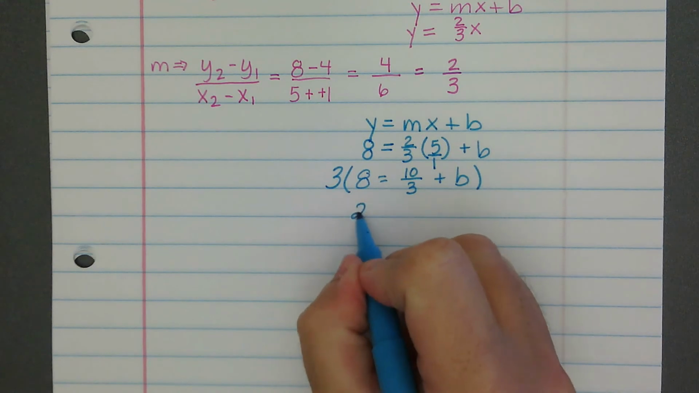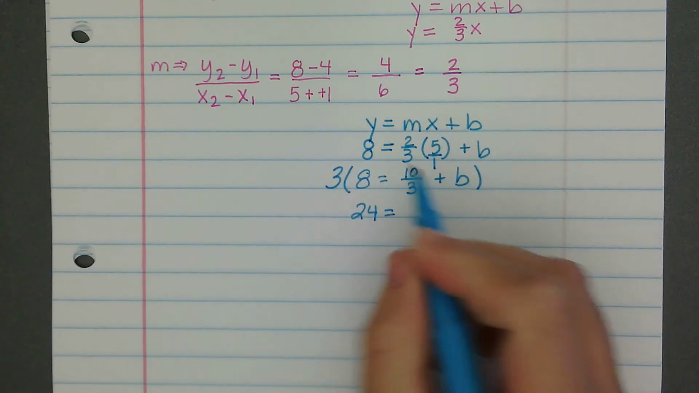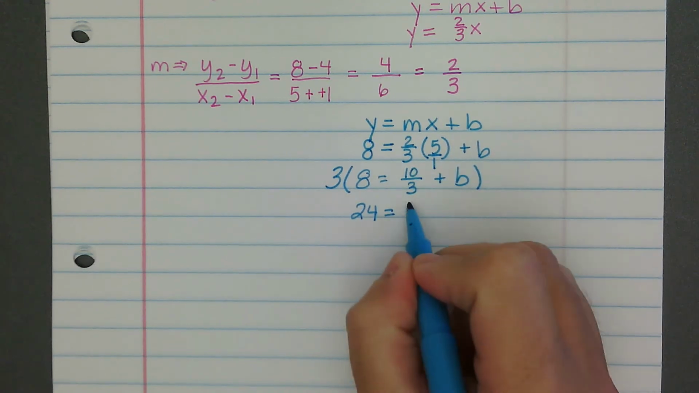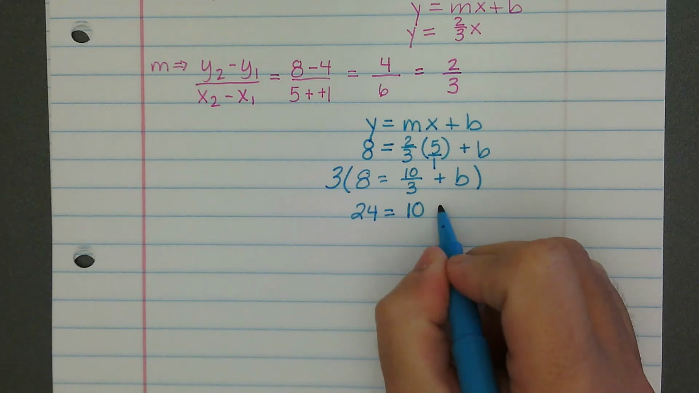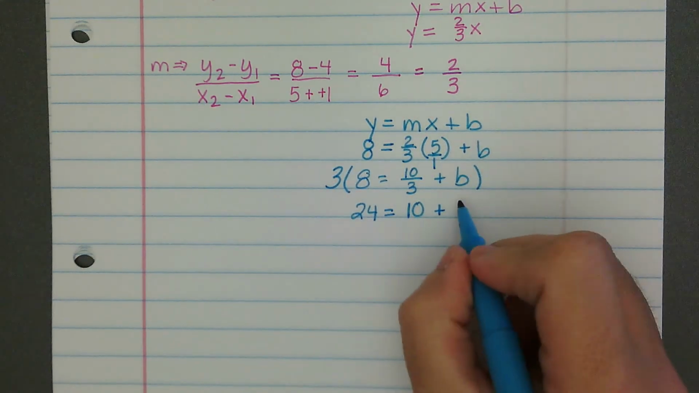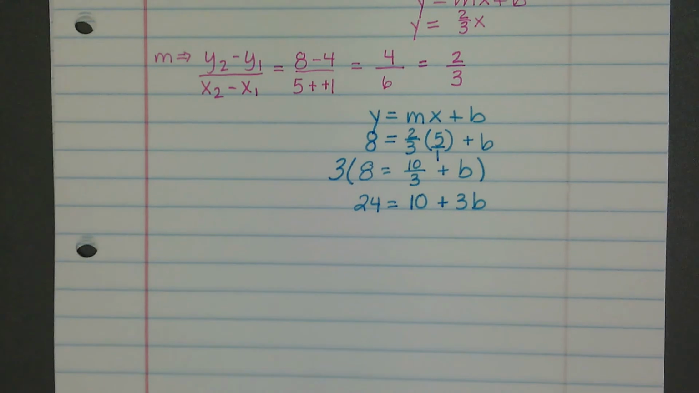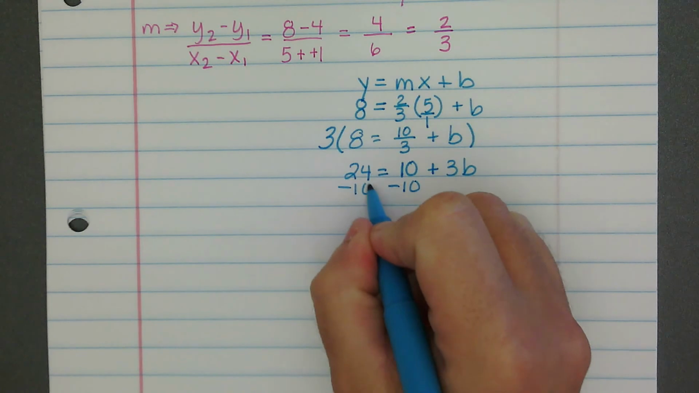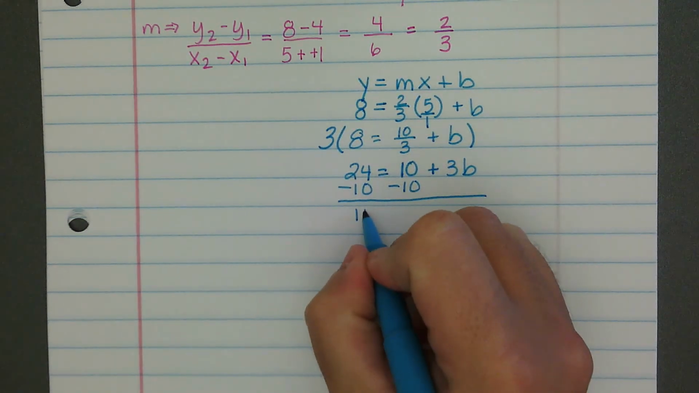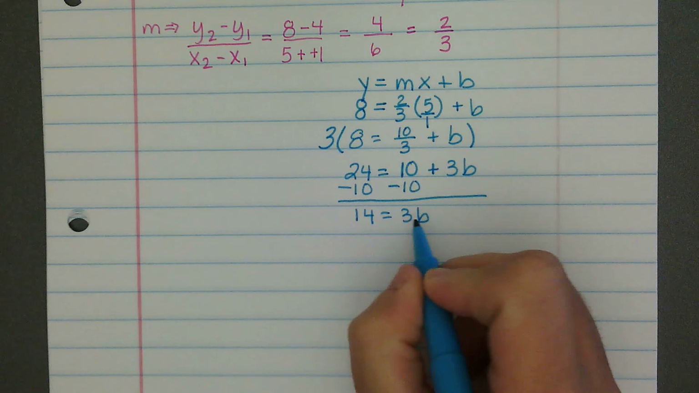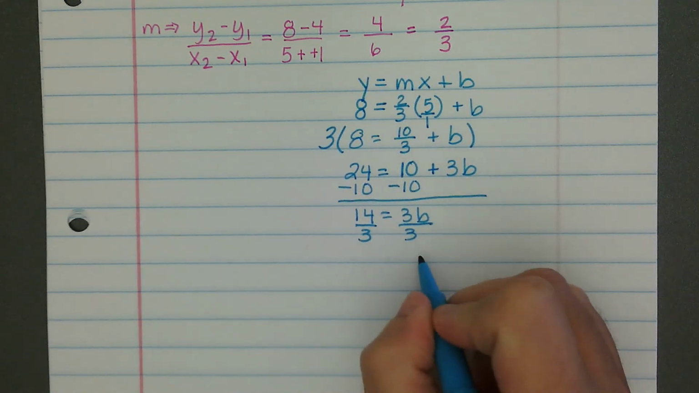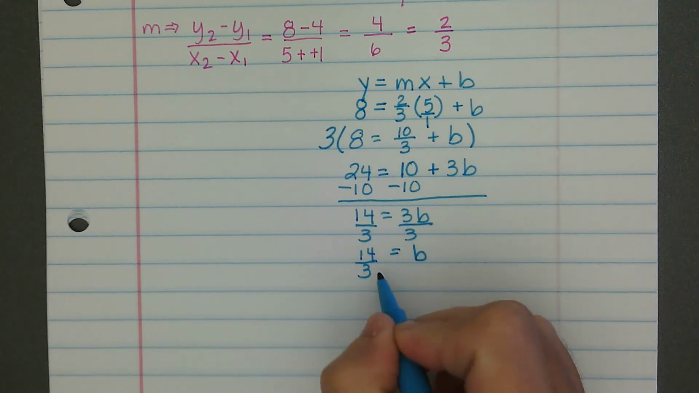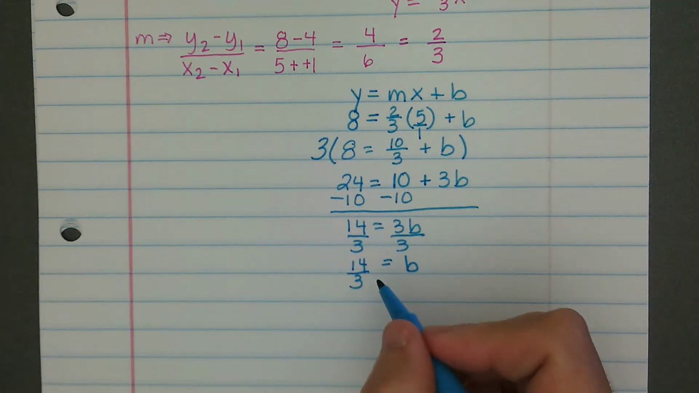3 times 8 is 24. I'm going to put the equal sign. 3 times 10 is 30, and 30 divided by 3 gives me 10. That gets rid of the denominator. And this part, 3 times b, that's the other part where people mess up. So make sure you have a 3b there. Then we're going to subtract 10 from both sides and solve for b. This is going to give me 14 equals 3b. And when I divide both sides by 3, I'm going to end up with b equals 14/3. That's my y-intercept. I told you this was messy.